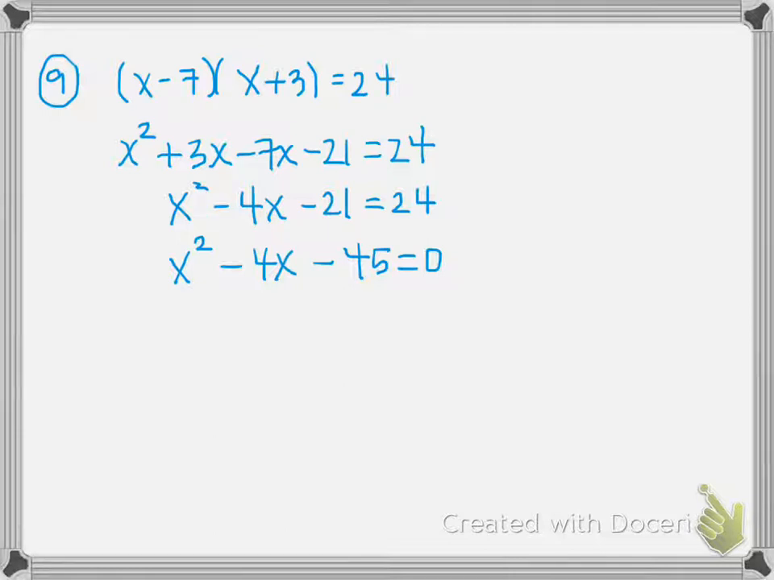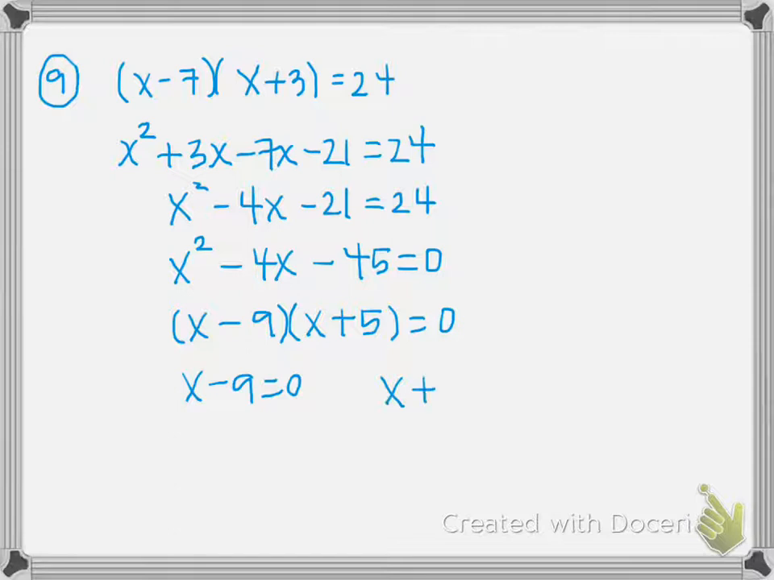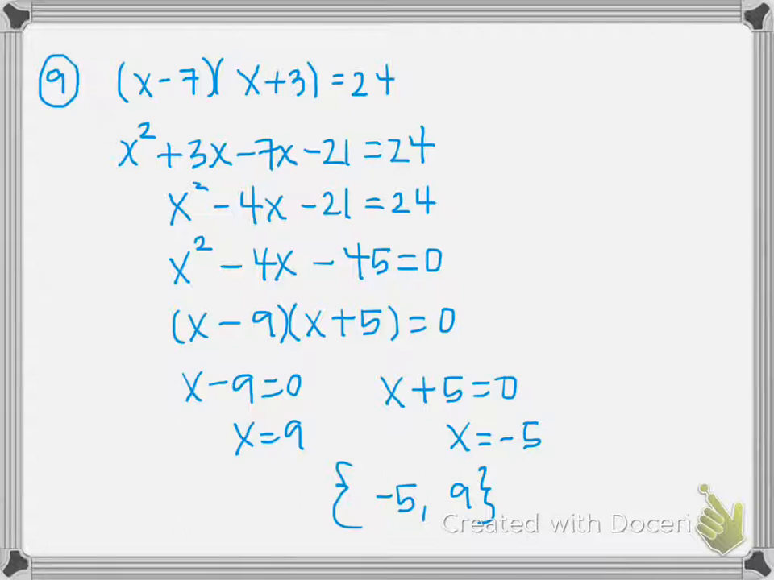And now you try to factor. So what multiplies together to give you a negative 45 and adds together to give you a negative 4? So that'll be a negative 9 and a positive 5. Set both of those equal to 0. So x is going to be equal to 9, and x is going to be equal to negative 5. So those are my solutions. And those are considered my x-intercepts.